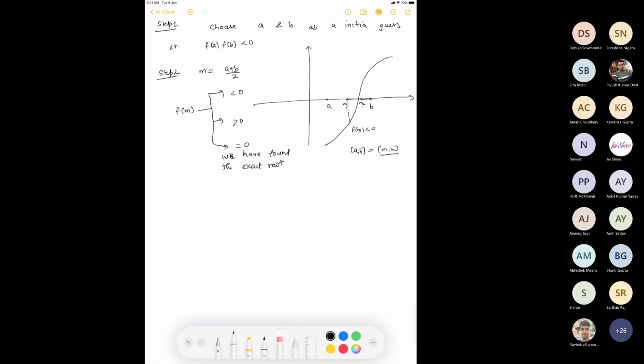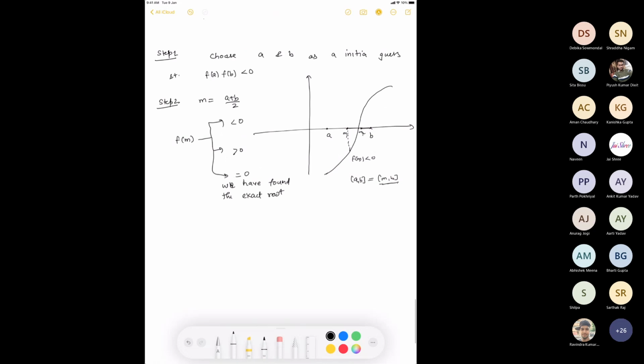So let's write down all the steps here. So if it is greater than 0, what will we do? So f(m) is positive, and again I have to bracket the root, right? I need that interval where the function will change sign, because I know that my root will lie there. So I will replace my b by m, and my a will remain a, right? That is, my interval is going to be AM in this case.